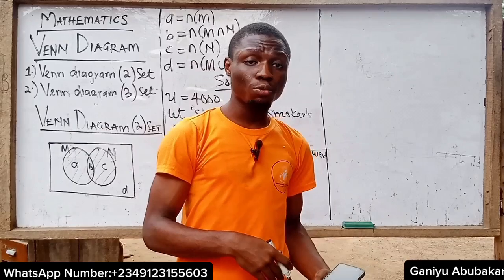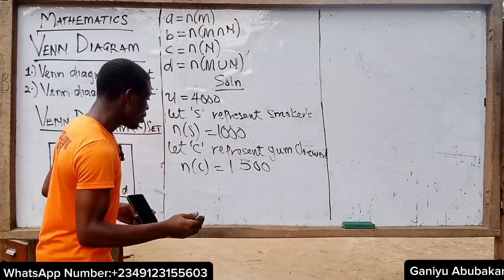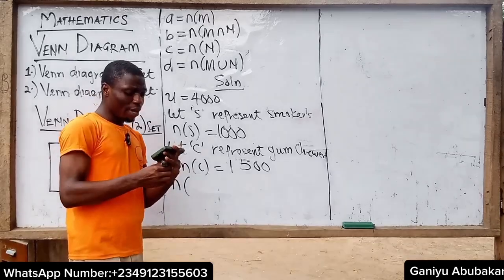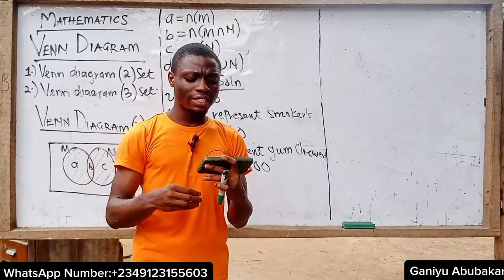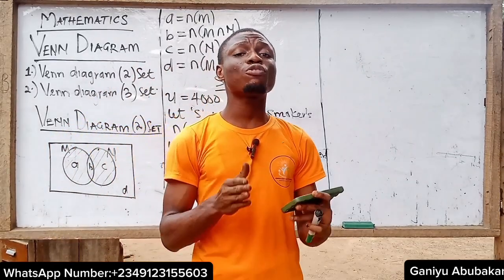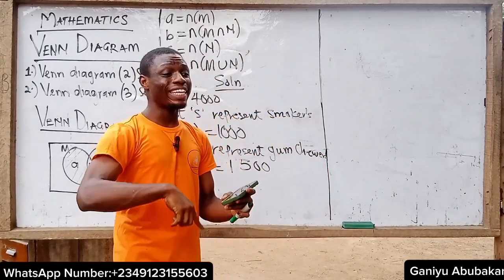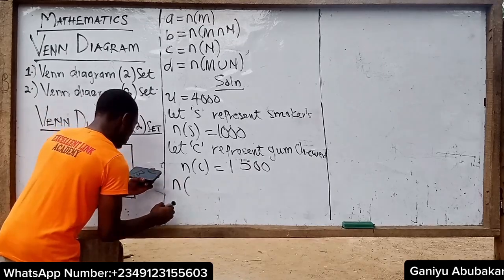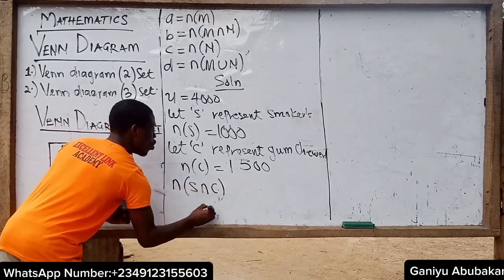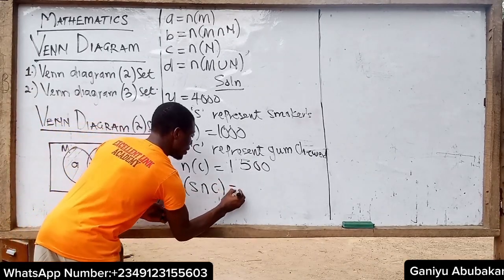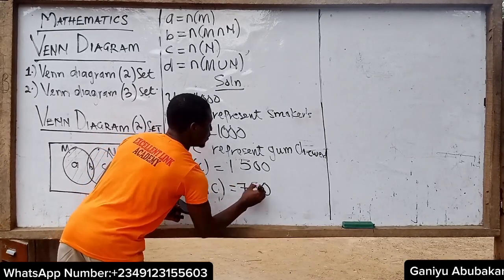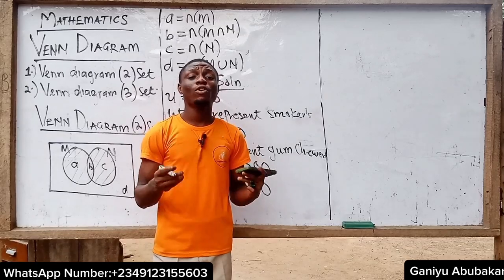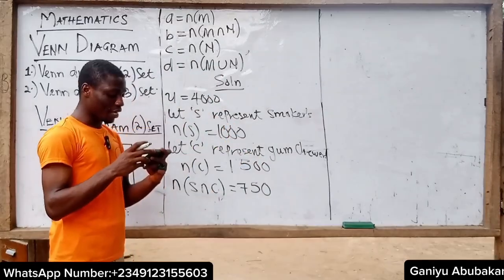So 750 listed as both smokers and gum chewers. What does that become? I'm given that 750 were listed as both smokers and gum chewers. So that becomes an intersection, that common between them. That becomes smokers intersection gum chewers, equal to 750. I have this one here.